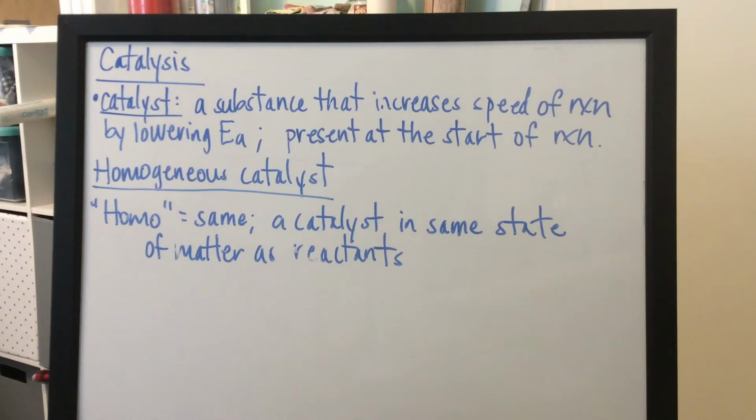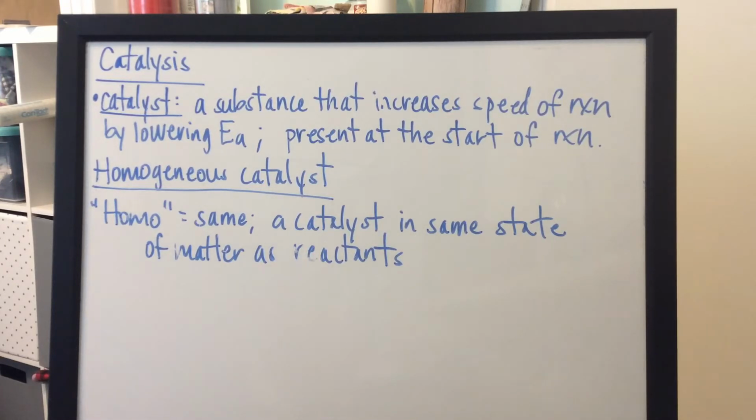So there are technically two types of catalysts, and that is a homogeneous catalyst and then a heterogeneous catalyst. As you are well aware, the prefix homo means the same, and so a homogeneous catalyst is defined as a catalyst that's in the same state of matter as the reactants.